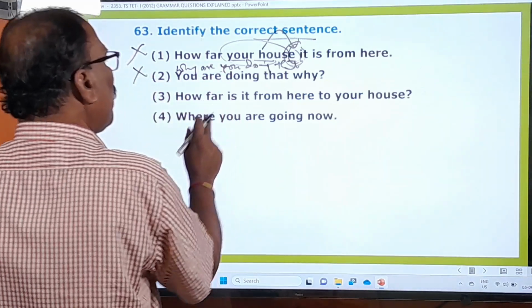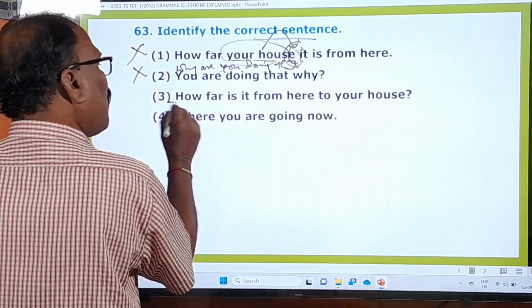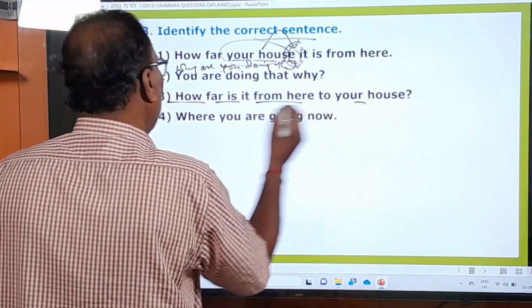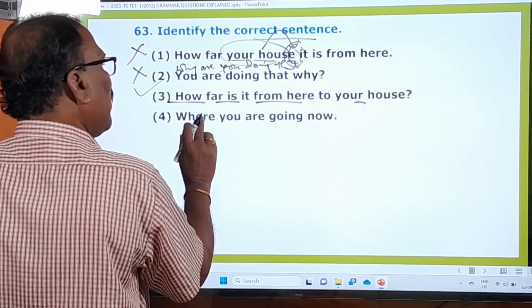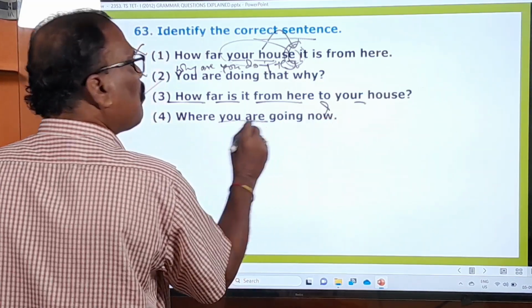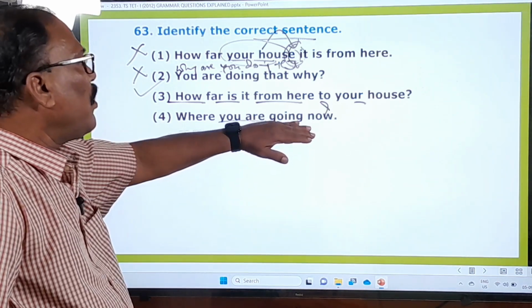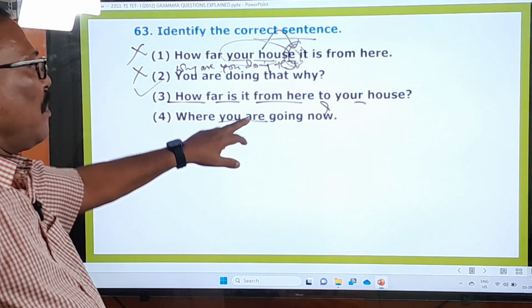And here one more thing is that, how far is it from here to your house? This is a question. How far is it from here to house? This is the right one. And here, where you are going now? So some people say, where you are going now? Question mark is also not given in the question paper. This is a wrong question. What should you say? Where are you going now?